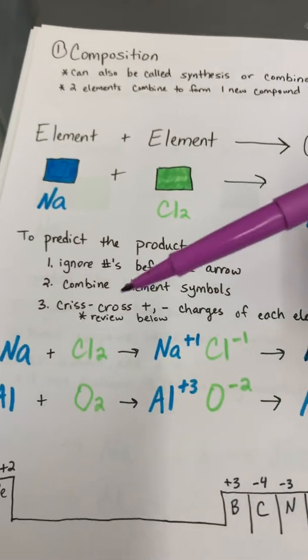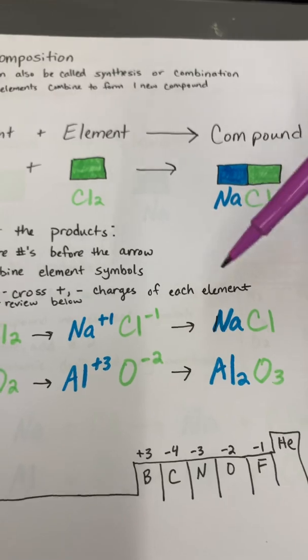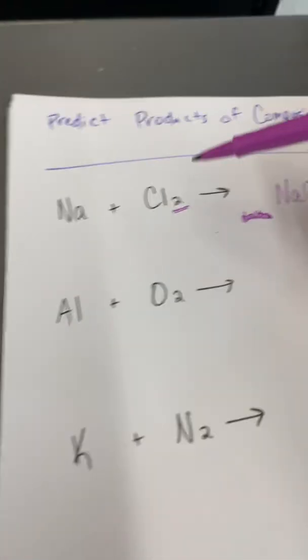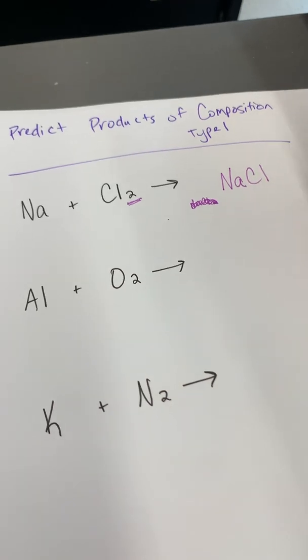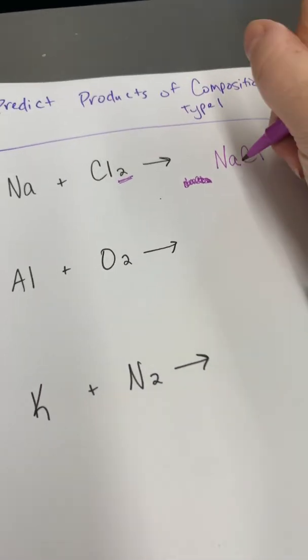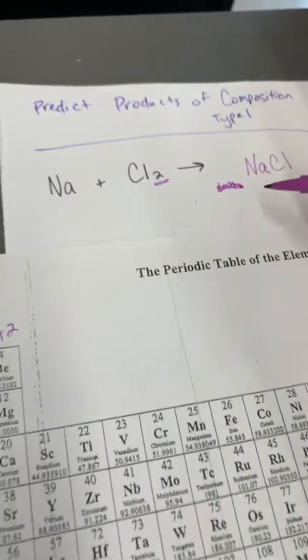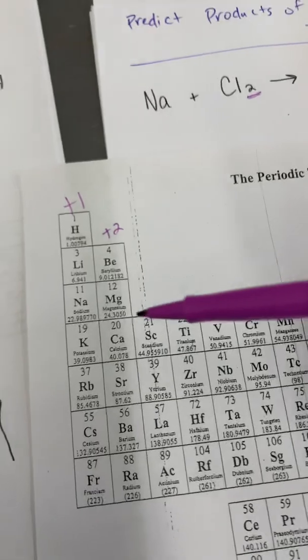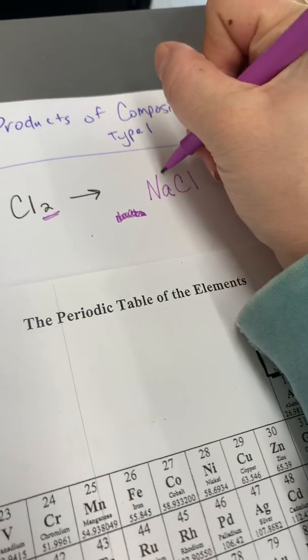So step 3, you crisscross the positive and negative charges of each element. Whenever you make a new compound in any type of reaction, you have to crisscross charges to ensure that you have the right proportions of each element. So you're going to look at your periodic table. You're going to find the charge for Na. So we go find Na. We go up. Our charge is +1.